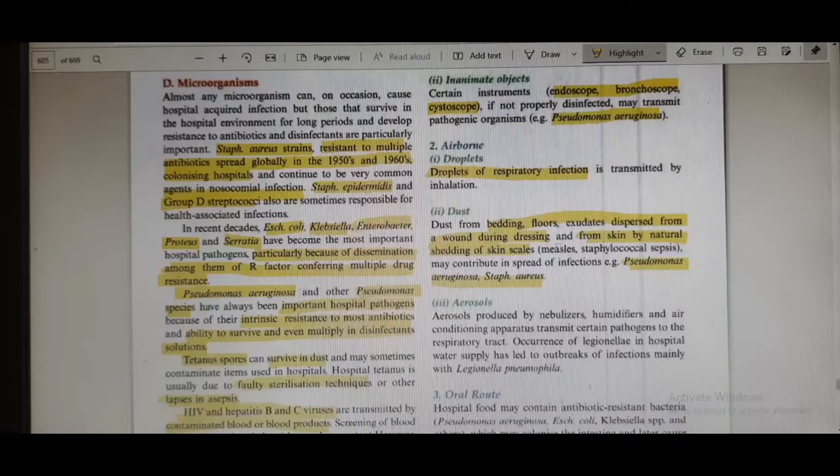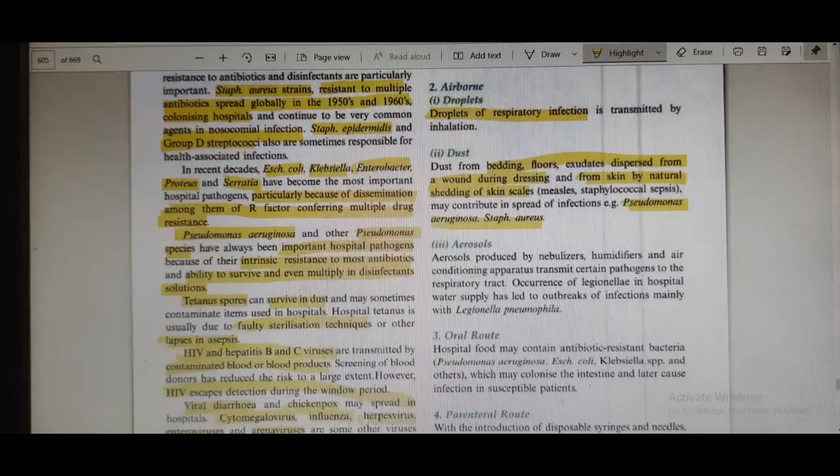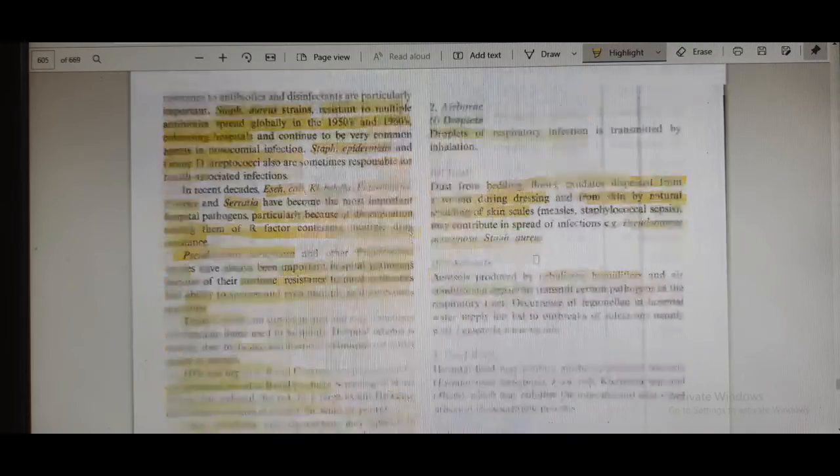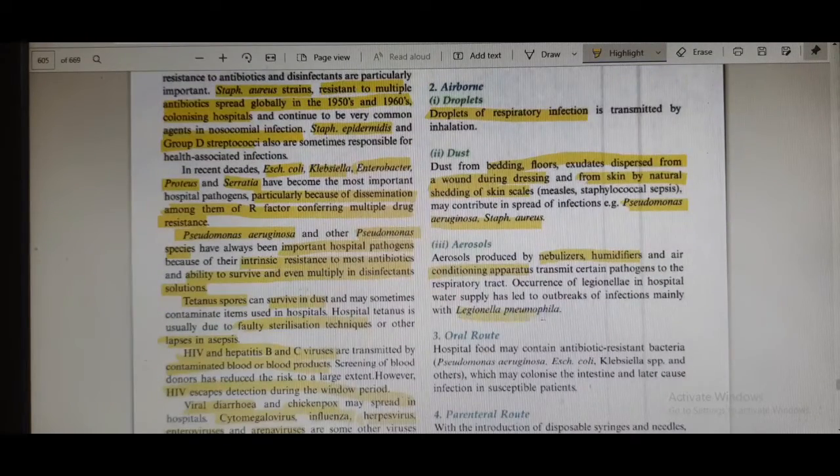Moving to aerosols, the third type of airborne transmission. Aerosols could come from nebulizers, humidifiers, and air conditioning apparatus. These could also cause transmission of pathogens to the respiratory tract. Occurrence of Legionella in the hospital water supply has led to outbreaks of infections, mainly with Legionella pneumophila. So this is one microorganism that is transmitted through the hospital water supply. The water in the hospital should also be properly sterilized, otherwise the infection might spread through the water supply also.